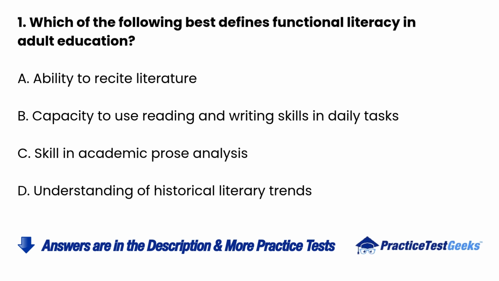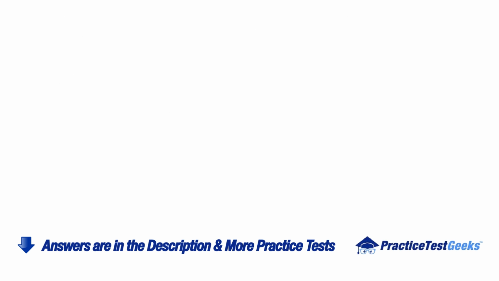1. Which of the following best defines functional literacy in adult education? A. Ability to recite literature. B. Capacity to use reading and writing skills in daily tasks. C. Skill in academic prose analysis. D. Understanding of historical literary trends.